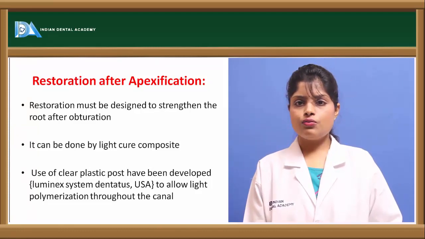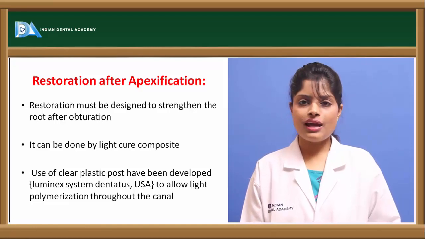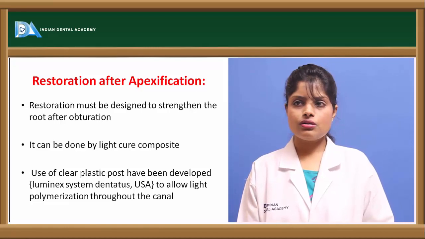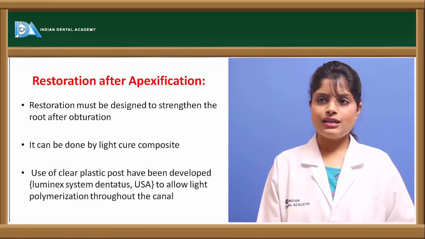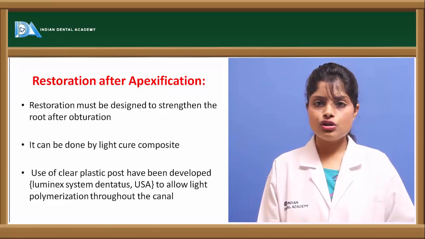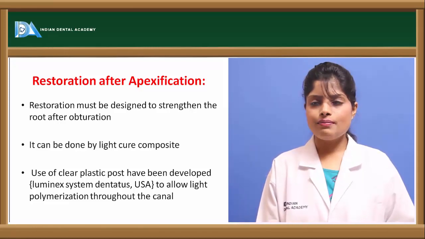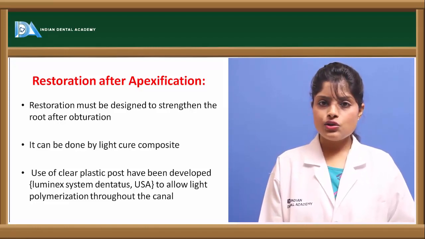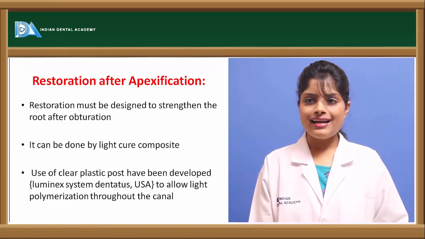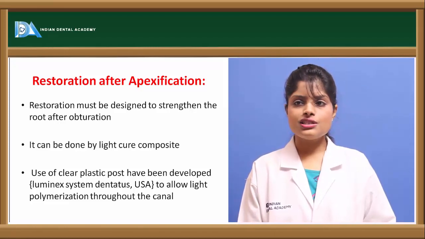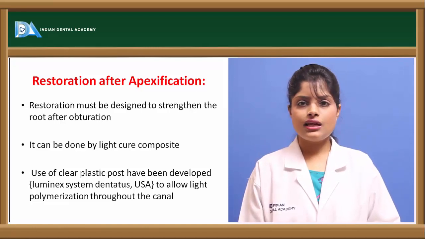But what are the materials which can be used in obturating or final restoration? The restoration should be designed to strengthen the root after the obturation, because after the obturation the tooth can become brittle or more prone to fracture. The restoration can be done by means of a light cured composite. Often a post which is clear and light activated can also be incorporated in the tooth.